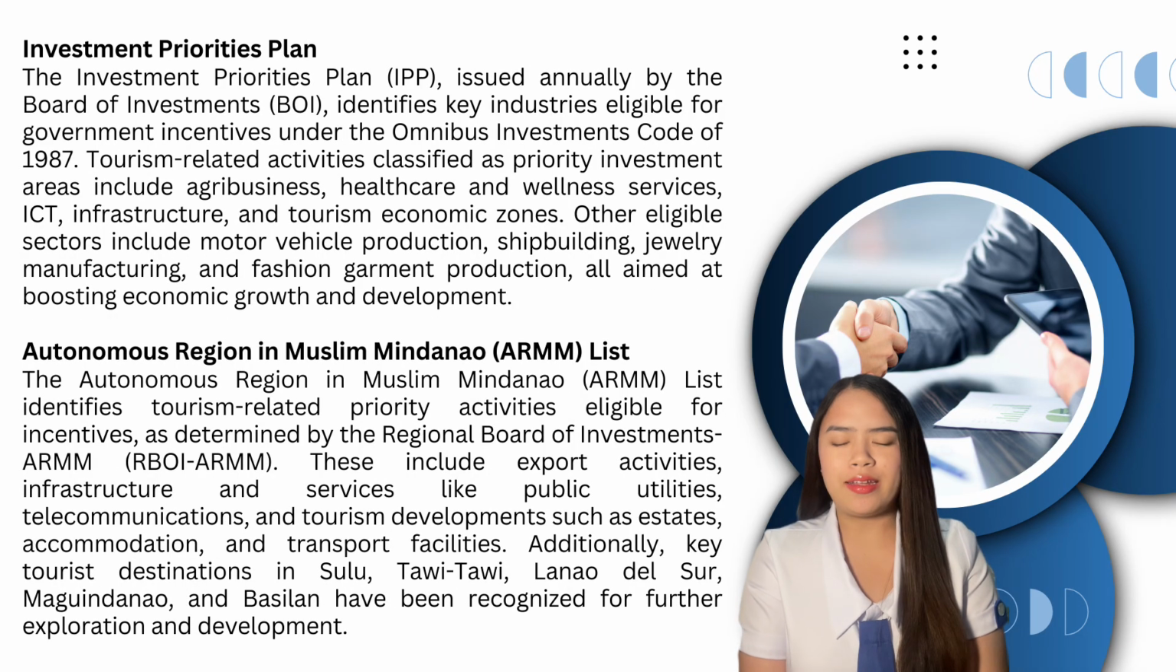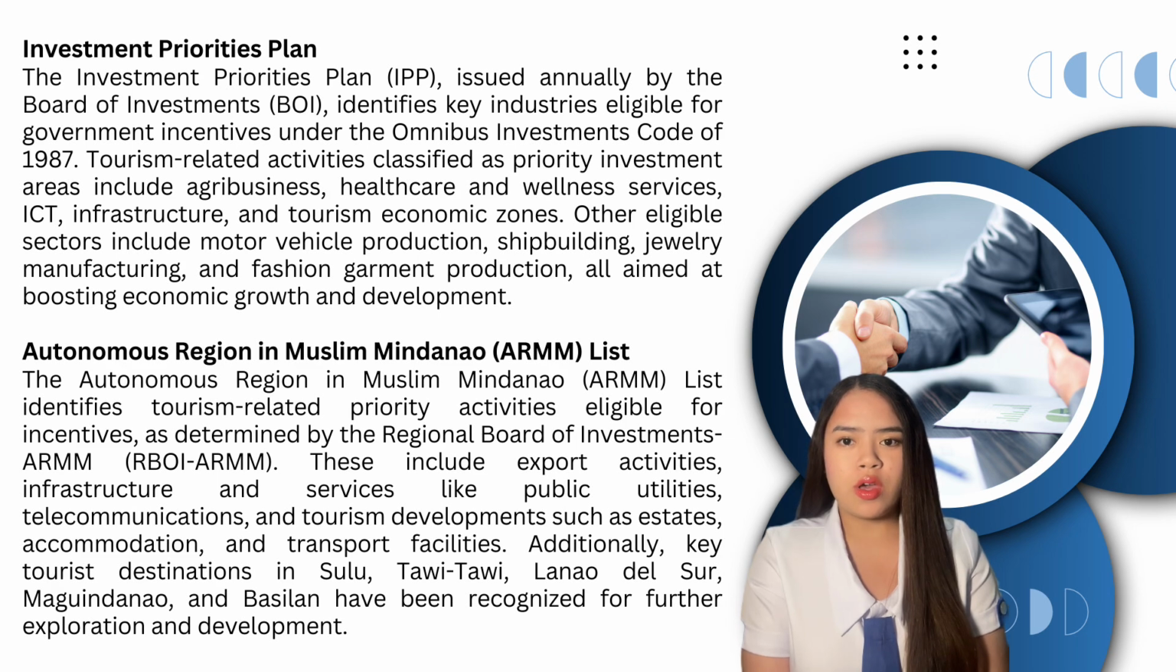Investment Priorities Plan. The Investment Priorities Plan, issued annually by the Board of Investments, identifies key industries eligible for government incentives under the Omnibus Investment Code of 1987. So, the tourism-related activities classified as priority investment areas include agribusiness, healthcare and wellness services, ICT, infrastructure, and tourism economic zones. Other eligible sectors include motor vehicle production, shipbuilding, jewelry manufacturing, and fashion garment production, all aimed at boosting economic growth and development.